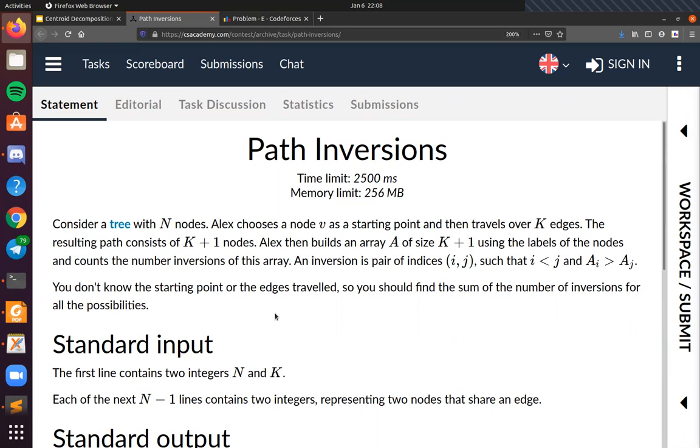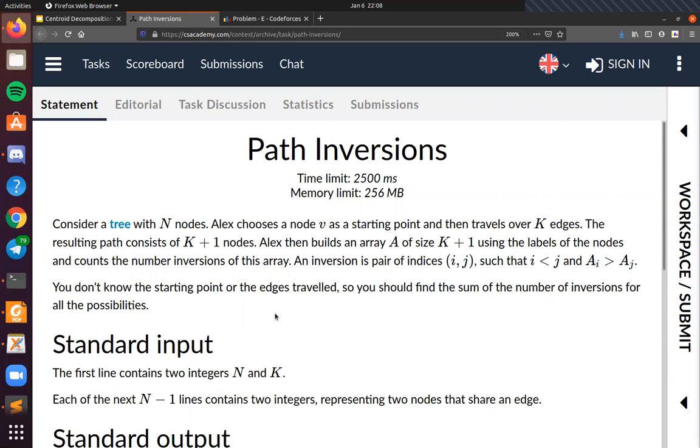So first think what will be the answer for a single path. If I give you a single path, what will be the answer? So the number of inversions would be, how many inversions are you having? Do you want to think for a minute or should I go ahead? It should be the total number of inversions possible, right? Yeah, total number of inversions.